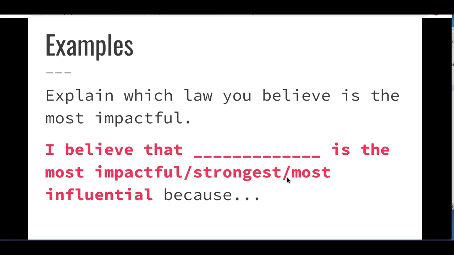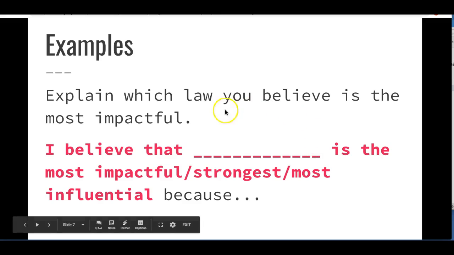So once again, the more mature of a writer you become, you can start to take that part of the sentence and use synonyms that mean the same thing. So again, here's the question. Explain which law you believe is the most impactful. To write a complete sentence, you start out by saying, I believe that, and then you say which law is the most impactful because, and then your explanation.